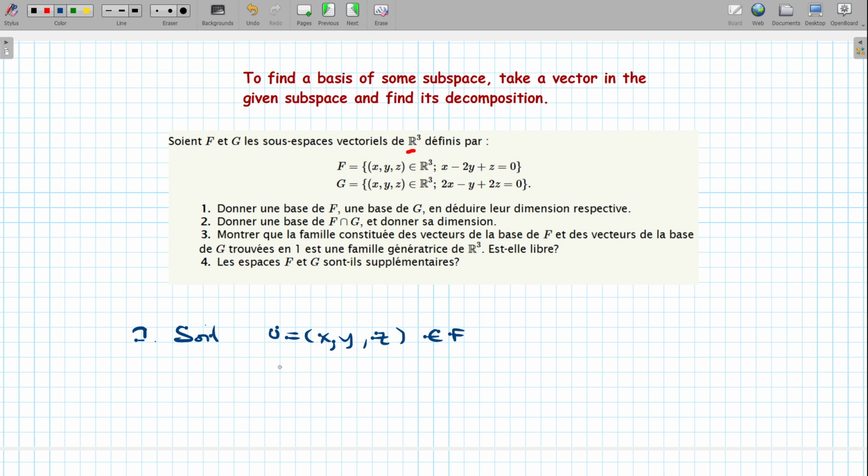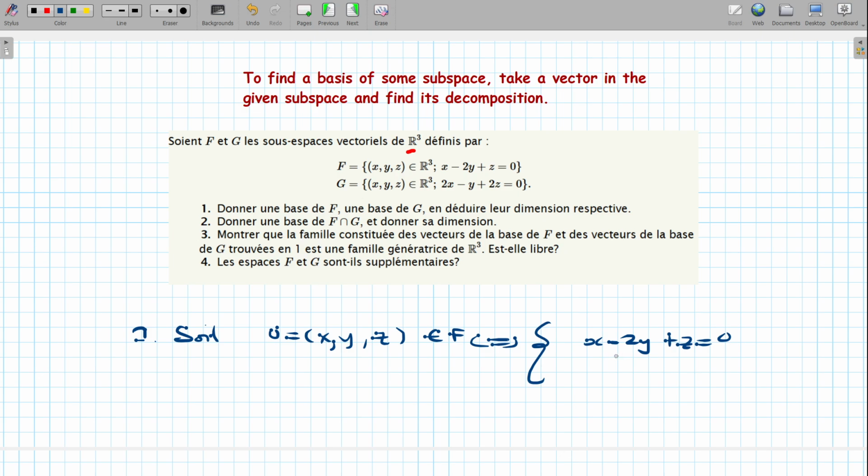And then what does it mean for this vector U with components x, y, z to be in F? It means that it satisfies the condition that we have here: x minus 2y plus z is equal to 0. Now we need to look at how this vector that we've taken in F can be decomposed. Since we have only one equation here, the first thing you're supposed to do is to make one of these variables the subject.